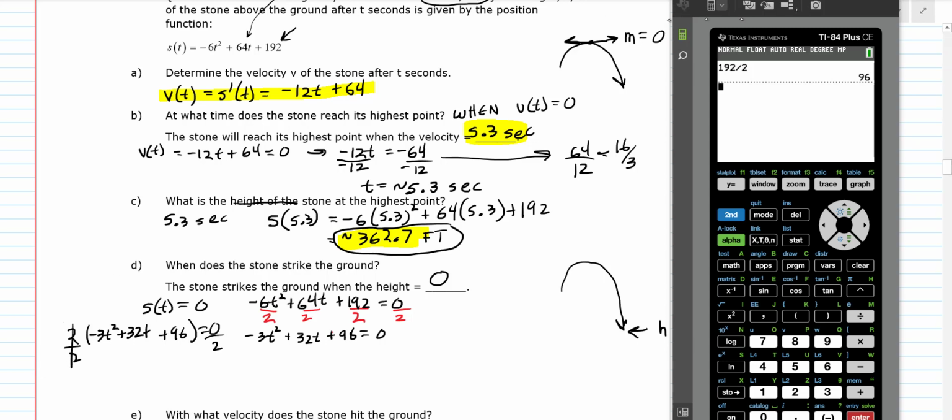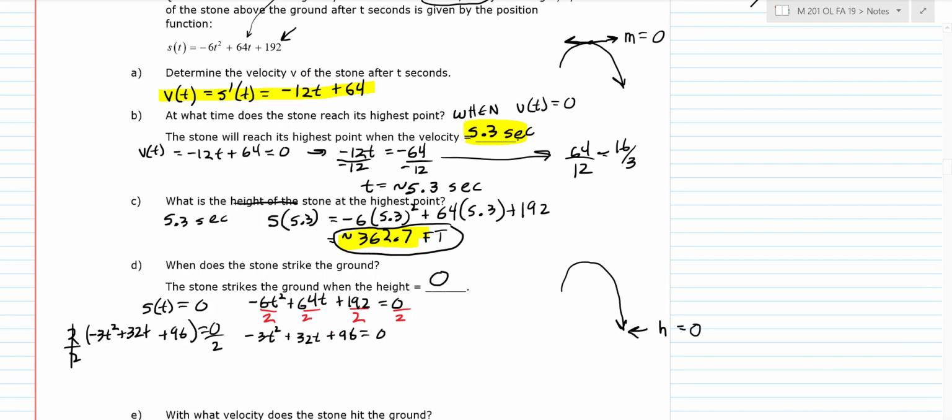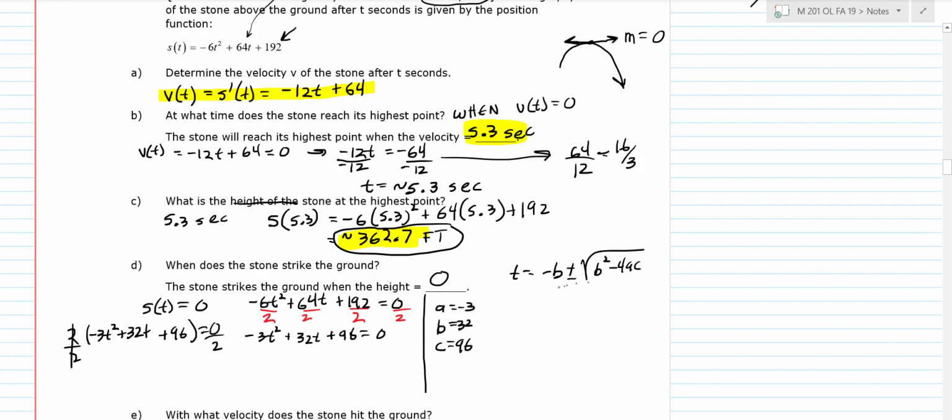Okay, so what I'm going to do is go straight to the quadratic formula. It may factor, you could certainly try if you wanted to. On these problems, unless it's real obvious what the factoring is, I just go to the quadratic formula. So we have a is negative 3, b is 32, c is 96, and remember your quadratic formula in this case would be t, our variable, is equal to negative b plus or minus the square root of b squared minus 4ac over 2a.